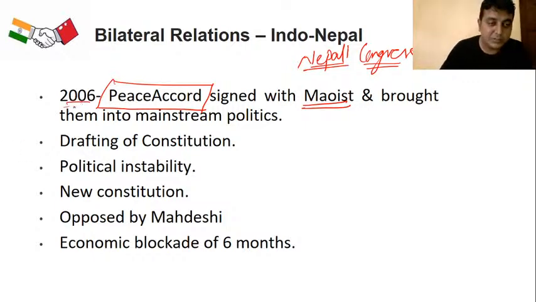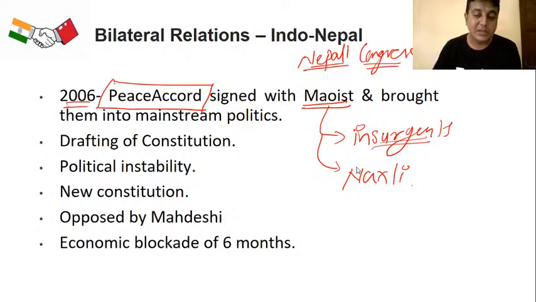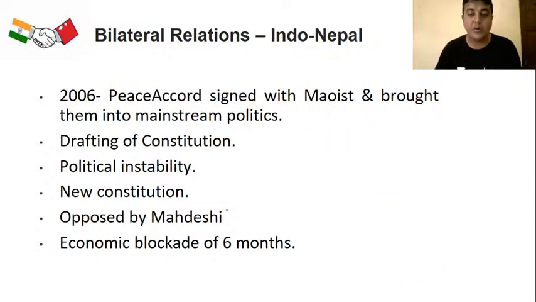Because till 2005 the Maoists were considered insurgents. In short, insurgent means, in the Indian context, we used to use the word Naxalite, because of Naxalbari. Clear? So this peace accord brought the Nepali Congress and the Maoists close to each other, and because of that it gave the Maoists access to enter mainstream politics. After that an election took place, and after the election, the formation of the Constituent Assembly.